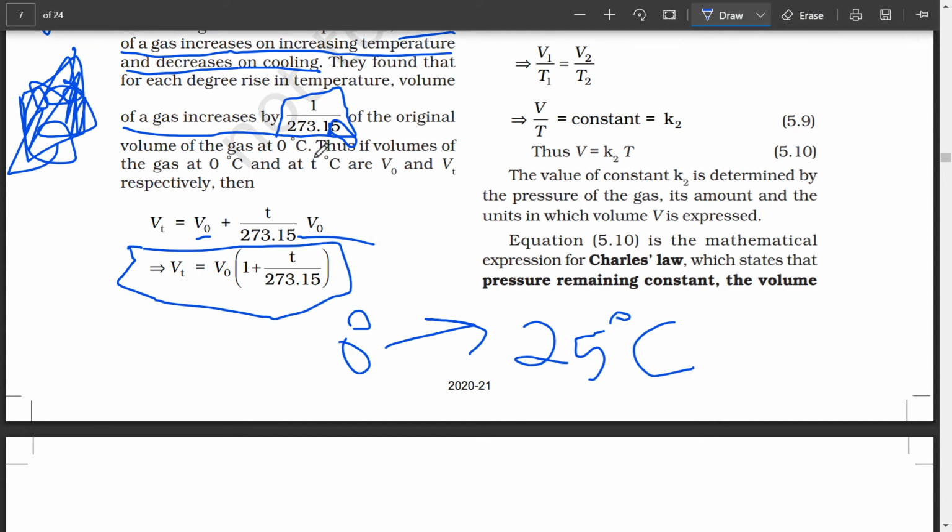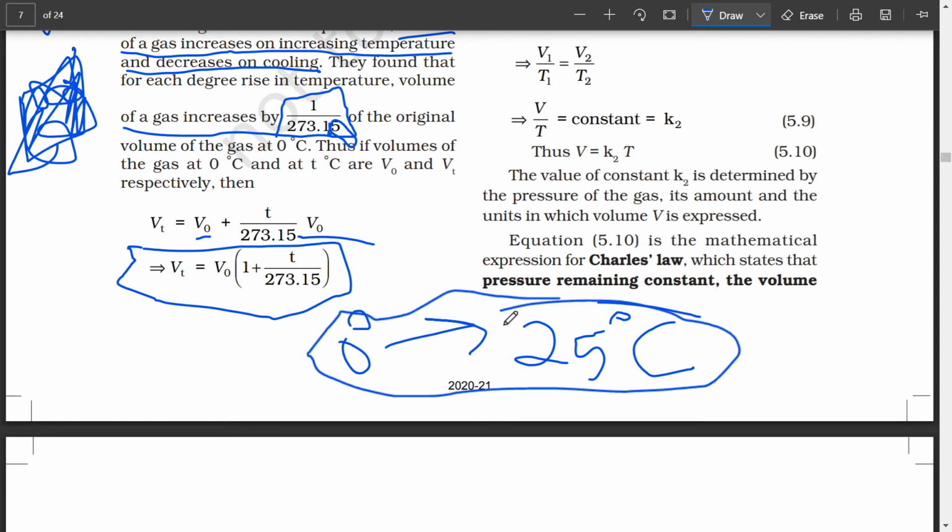Because if you take it into Kelvin, then at 0 degrees Celsius it will become double, because 273.15 cancel. So this formula is derived for degree Celsius only, right? Only degree Celsius.